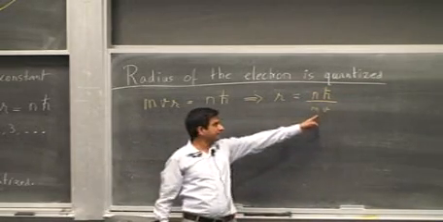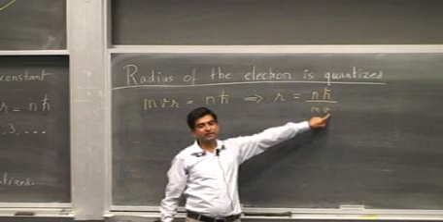But we don't know what v is. m is a constant, h bar is a constant. We don't know what v is.